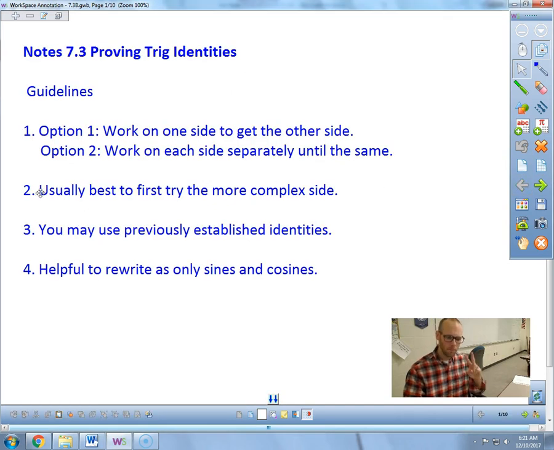Number two, it's usually best to try the more complex or complicated side first. I think I've already mentioned that in class. It's easier to take something complicated and make it simple versus take something simple and make it complicated. Number three, you may use any previously established identities. Anything that we've talked about, you can use. Anything that we already know.